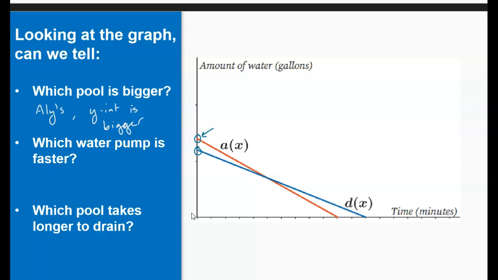Now, which water pump is faster? Which one is draining the pool at a higher rate? How can we tell the rate of change? The rate of change on a linear graph, which is what these are, right? These look like straight lines. The rate of change is what we know as the slope. The steeper the slope, the faster it's changing. So which one of these has a steeper slope? The red one does. This one is going down faster. So once again, Allie's pump is faster, and that's because the slope is steeper.